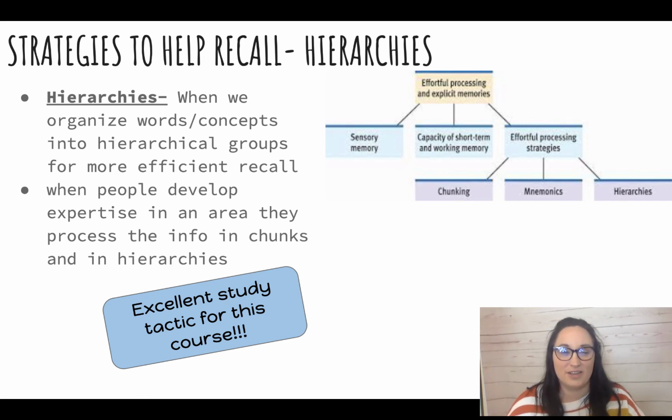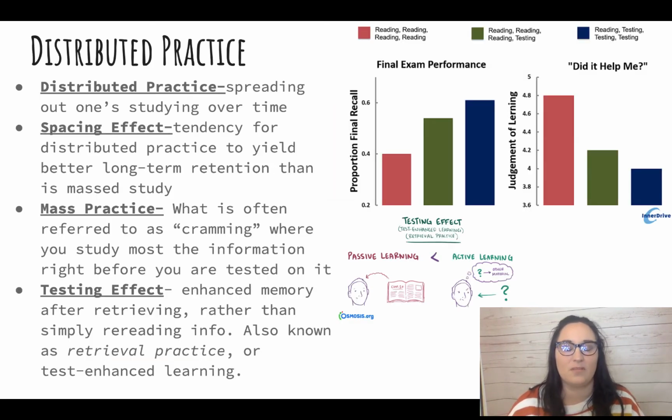If you consciously think about the information, your studying is greatly reduced. Hierarchies is an awesome way to study, when we organize words and concepts into hierarchical groups for more efficient recall. The more you know a topic, the more you are able to create really thoughtful concept maps. And so doing that with your psych information, for example, is a great way to study. So take that information, how can I connect it all together?